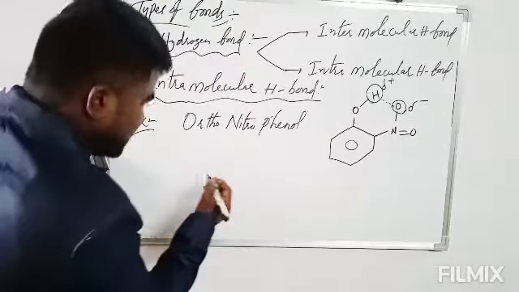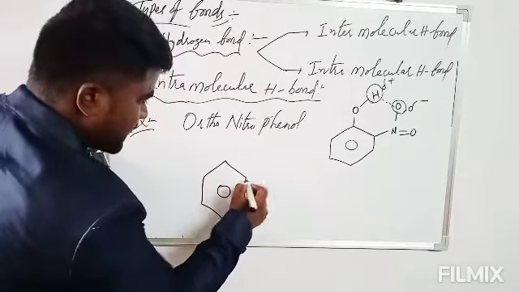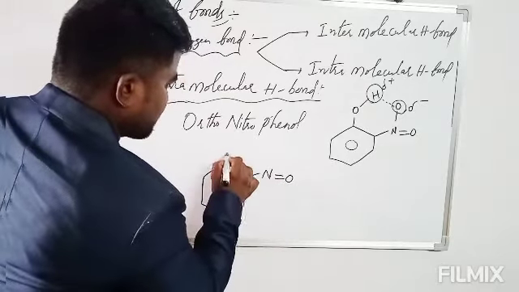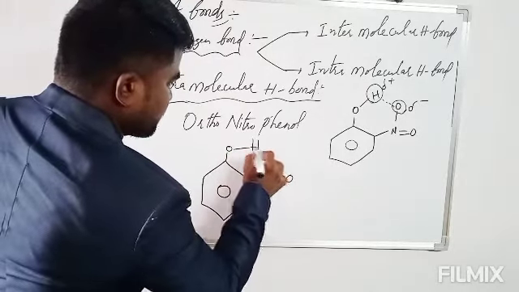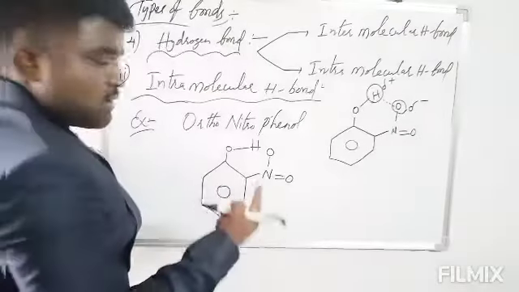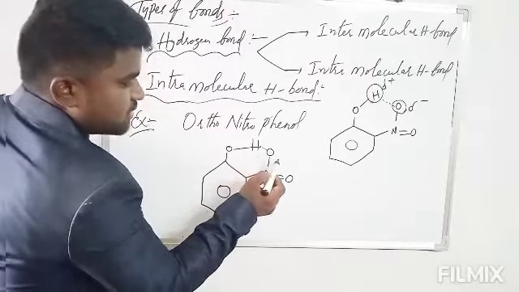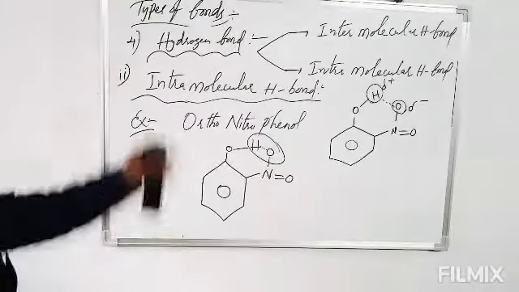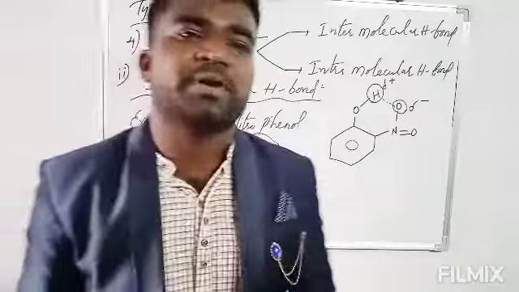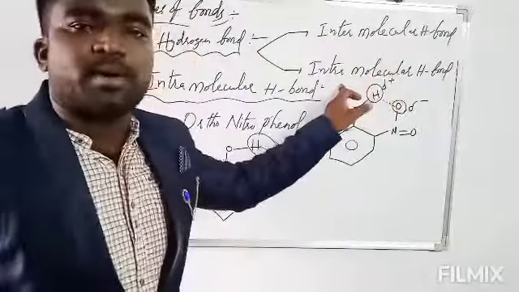I am drawing it here neatly. This is orthonitrophenol. The bond is forming between hydrogen and oxygen. So this type of bond is known as an intramolecular hydrogen bond. So this is the explanation and difference between intermolecular hydrogen bond and intramolecular hydrogen bond.